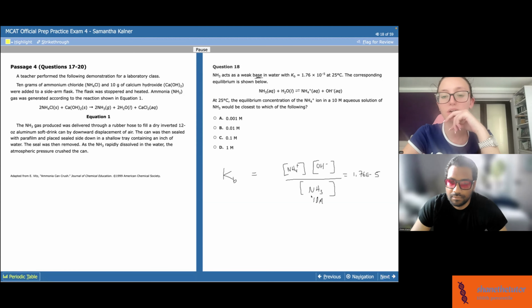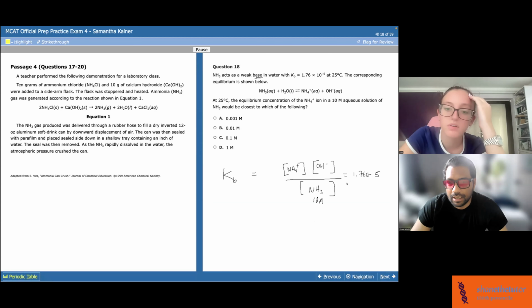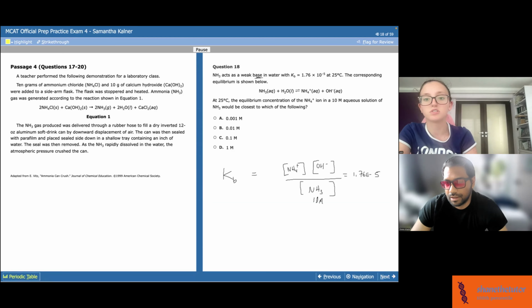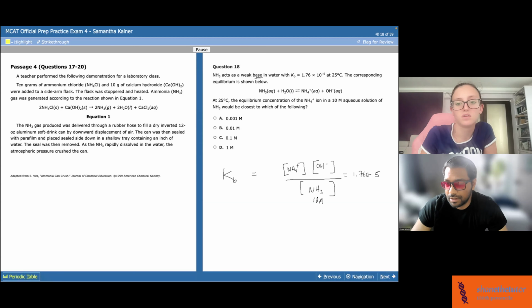Oh, wait, what if you multiply? Honestly, I'm confused. So the question is, you want OH out of it, I think, right? Because this is the concentration of NH4. So you want to restructure it to be NH4 on its own. Now what we can do is realize that the amount of NH4 will be the same as the amount of OH minus, right? They have the same coefficients.